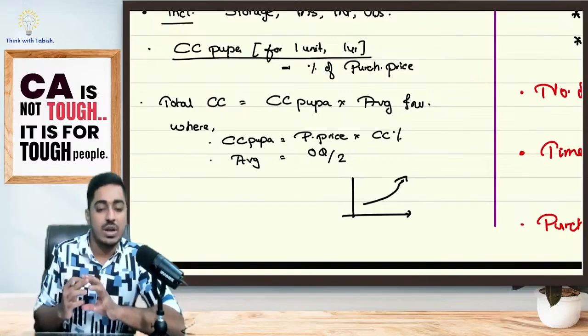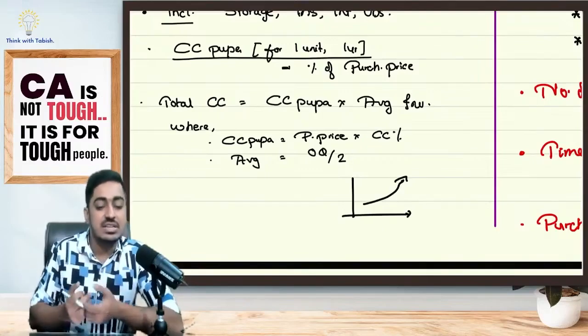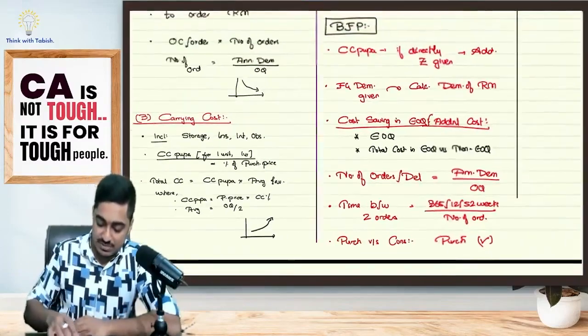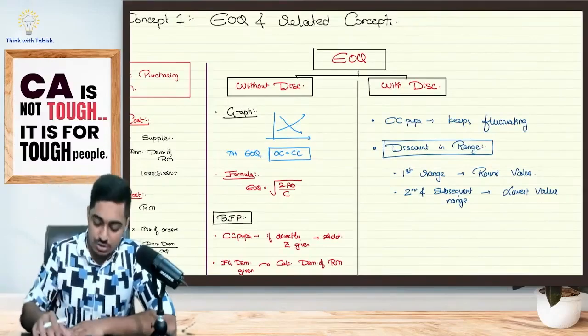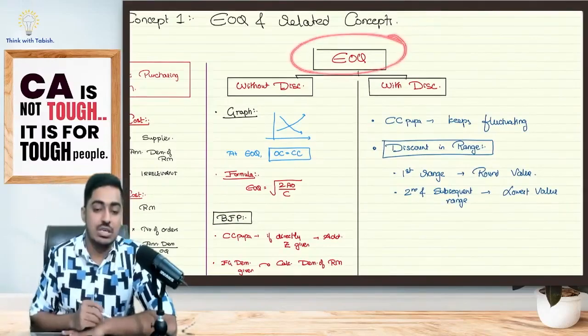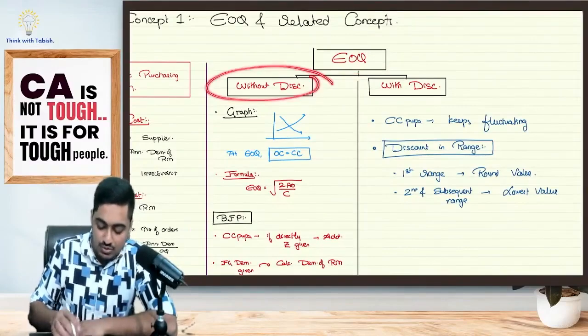We've spent somewhere around 1.5 hours to discuss each of these things in detail. I'm just having a quick revision here. Okay, sir. We understood the 3 costs. What is my objective? Total of the 3 costs should be minimum. How do I get that? Using EOQ. How do I calculate EOQ if there is no discount?